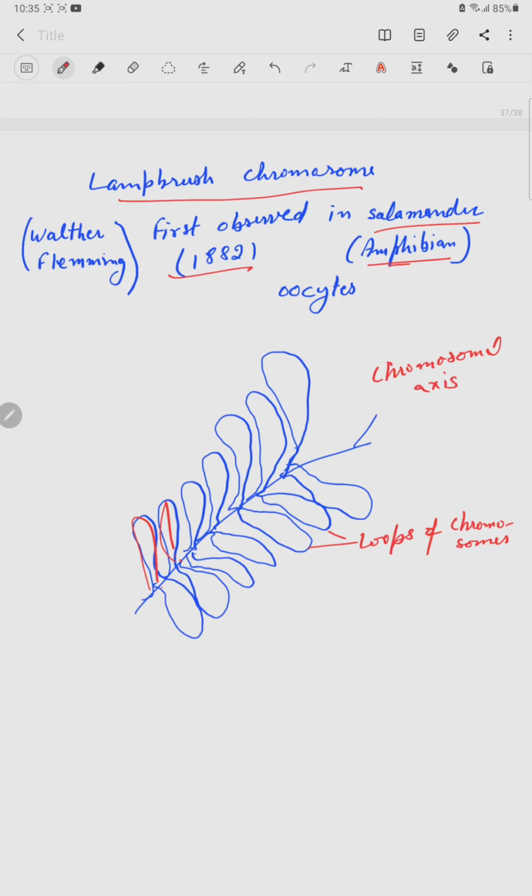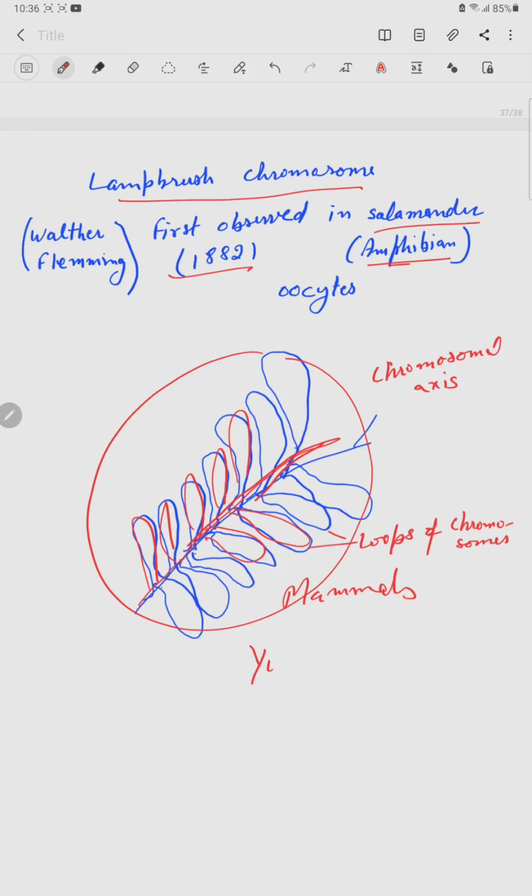This chromosome appears lamp brush-like due to the presence of the main chromosomal axis. This one, main chromosomal axis, and throughout the axis there are pairs of loops. These loops arise in opposite directions, vertical to the main axis of the chromosome. The special thing about lamp brush chromosome is that it is not present in case of mammals, although it is present in growing oocytes of most of the animals. It is responsible to form the yolk.